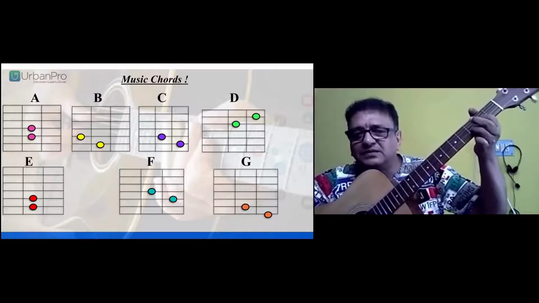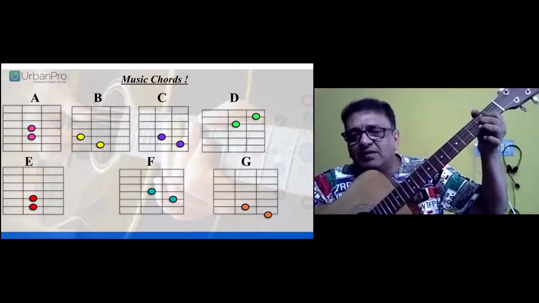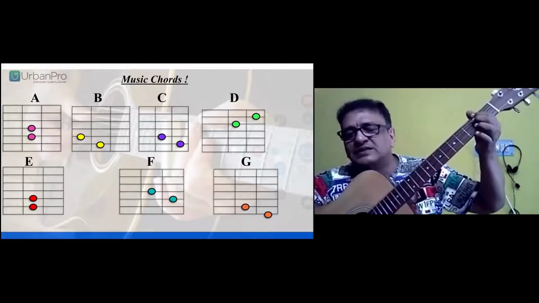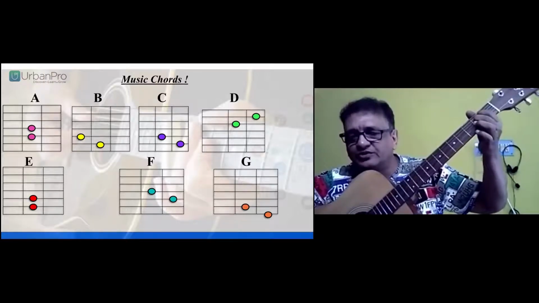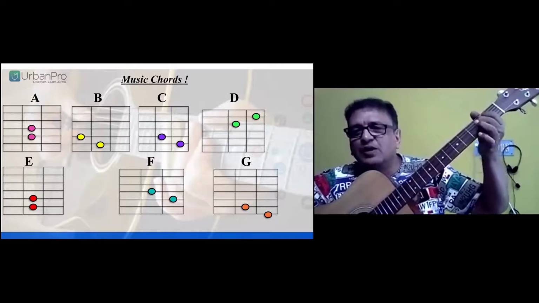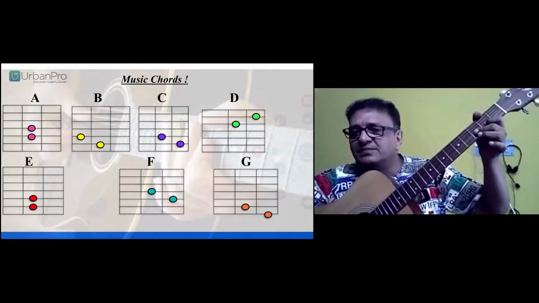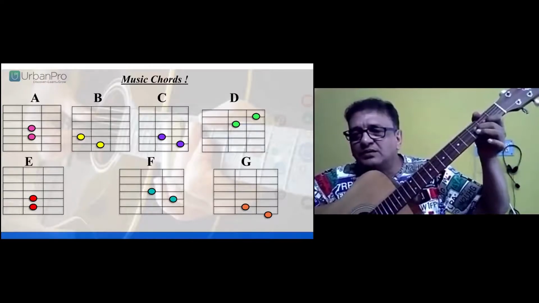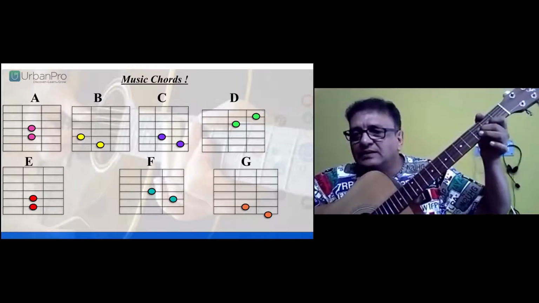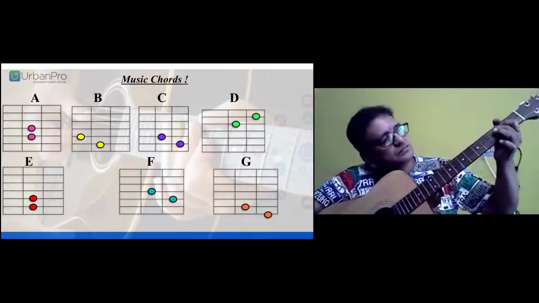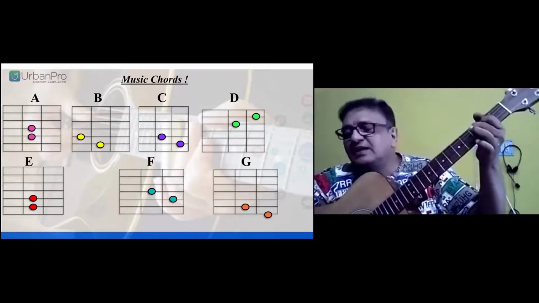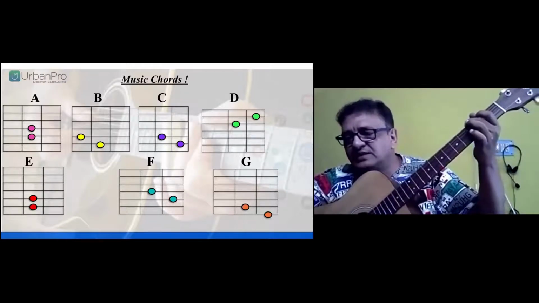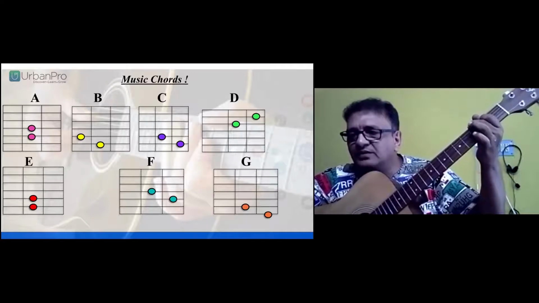Then you come to E, a very similar shape as A, but moved up onto the top two strings, which is the second fret of the fifth and the fourth string. Then you have F, a very similar shape to C, and as you can see, this happens on the fourth string and the third string. And finally, we got G, which is shaped on the third fret of the sixth string and the second fret of the fifth string.